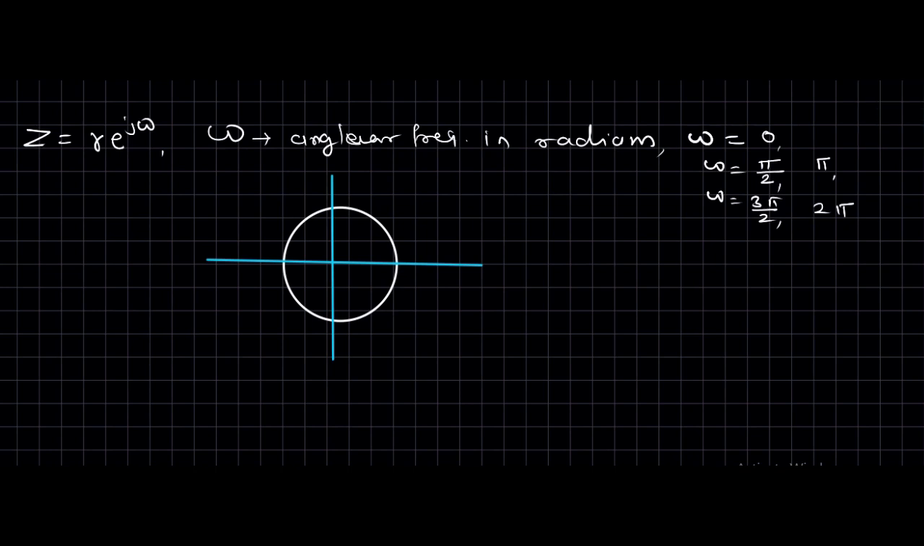So here this is the real part of z and this axis is the imaginary part of z. So how are we getting this real part of z and imaginary part of z? If you substitute here z is equal to r e raised to j omega, that is an exponential term. We can represent the same term in trigonometric form, cos of omega minus j sine of omega.